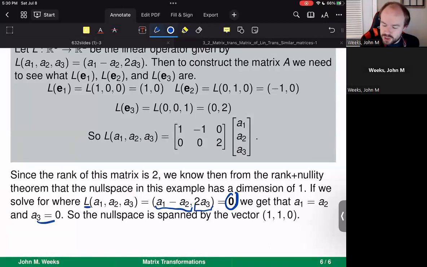And if a1 minus a2 is 0, we can add a2 to both sides and figure out that a1 and a2 just have to be the same thing. So the null space is spanned by the vector where a1 and a2 are the same. We could choose them both to be 1, for example, and where a3 is 0. So this gives us a spanning set for the null space here. So we can connect all of this stuff back to null space and column space that we've been discussing so far in this chapter.